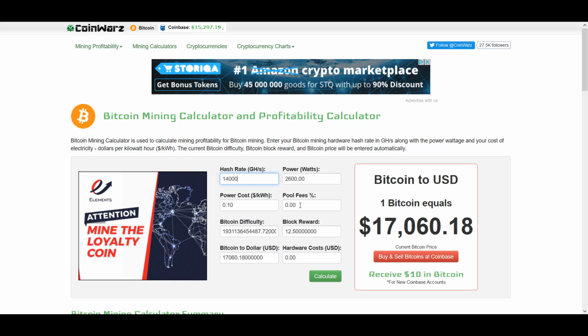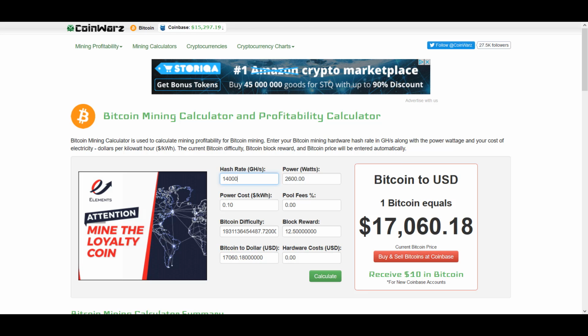Also, you're going to be using some sort of a pool. You mine to a pool. There are some technical aspects to setting that up, but you would need to know what your pool fees are. This is the current difficulty calculation or factor. You don't have to change that. That is properly set. This is the current block reward. 12.5 is the current block reward. That changes every so many years, or every so many blocks. Then the current price of Bitcoin, and then your hardware cost.